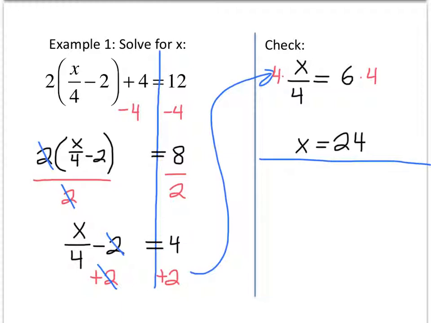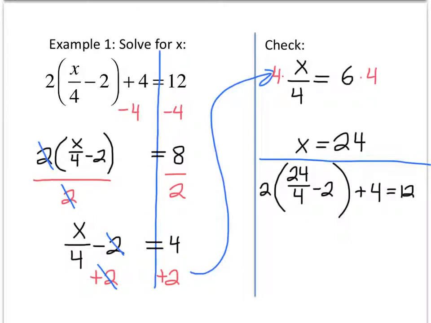So now we want to check our answer, and we can check it by plugging this back into the equation. So I'm going to write 2 times, but instead of writing x, I'm going to plug in the 24 over 4 minus 2 plus 4, and hopefully this all equals 12.